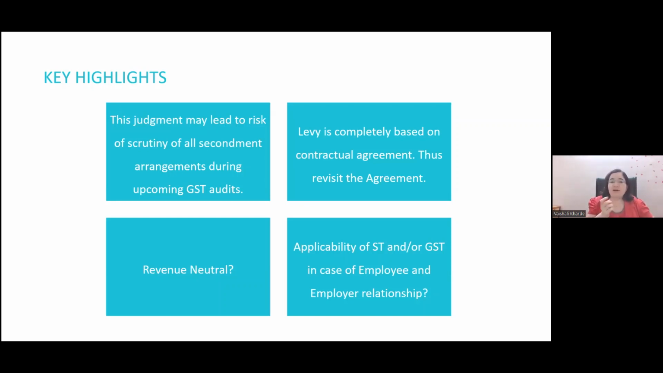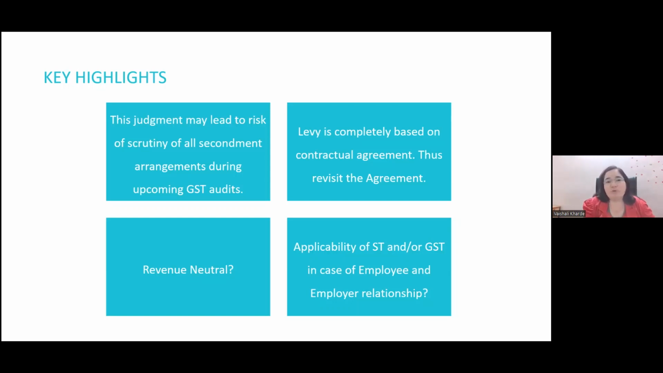So whether the contractual agreement terms are with respect to an employer-employee relationship or with respect to a contract for the service is required to be viewed from the contractual agreement between the overseas entity and the Indian entity. So revisit the agreement. Third, the contention taken by the assessee is revenue neutral.